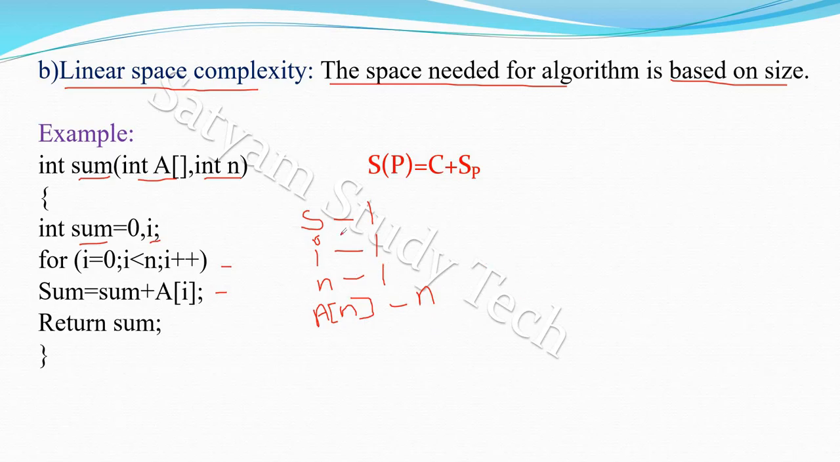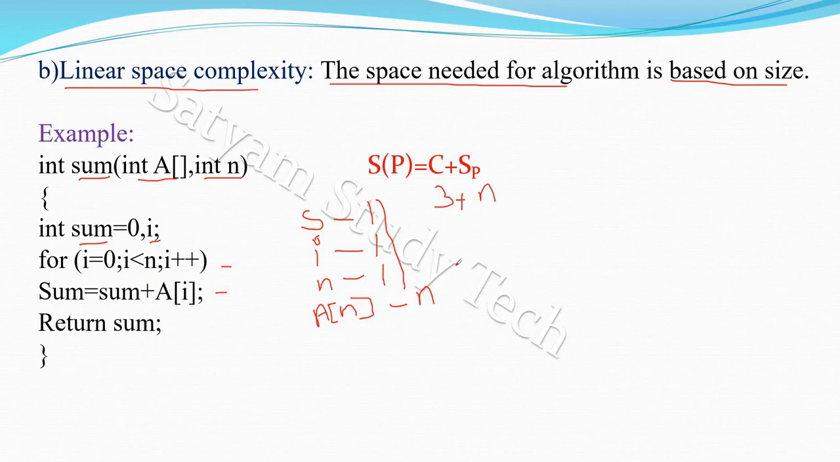So now what is the time complexity, space complexity of this algorithm? Linear space complexity. Now S(P) equals C plus Sp. C is the constant, that is you can add 1 plus 1 plus 1, that is 3. This is the constant space. Next one is based on the size. Here it is a variable space, like here it is n. So the total space is 3 plus n.